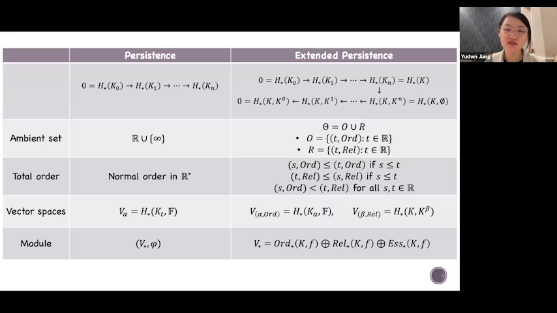And with the interval decomposition, we can further categorize the intervals based on where the birth and death parameters live. If both of them live in the ordinary group, then we'll put them in the ord class. Similarly for the rel class, and the essential class will contain interval modules with birth time in the ordinary group and death time in the relative group.